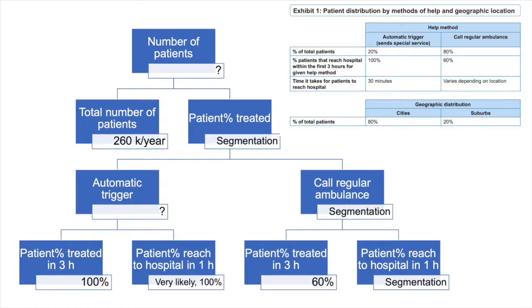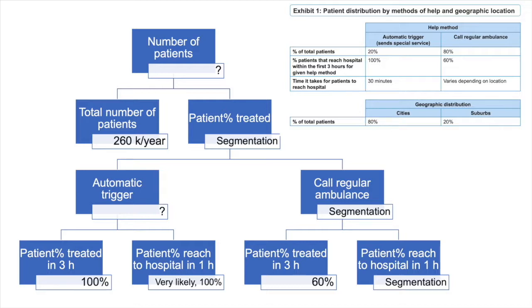It is shown here that I divided the patients who were treated into two segments, automatic trigger and call ambulance. I'm going to look at the automatic trigger first. We see in the exhibit that 20% of those patients are getting an automatic trigger, and of them, 100% will get to the hospital in the first 3 hours. So I put 100% in this bucket here.